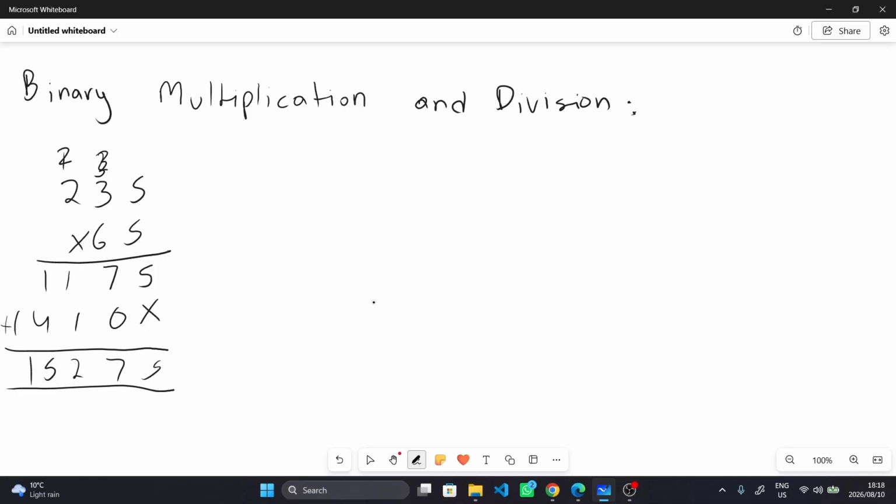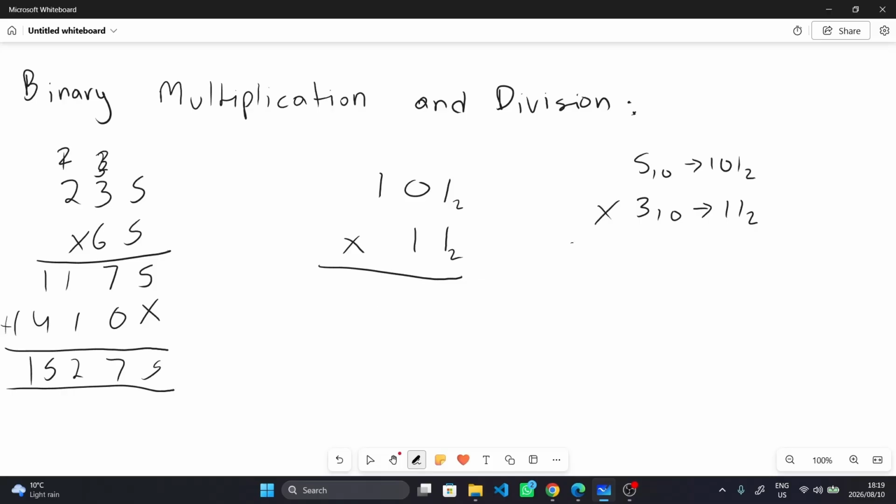So let's say, for example, we have 101 times 11. And if you remember in binary, 5 in binary is 101. Then 3 in binary is 11 with the base 2, right? So it's 3 times 5. And we know in reality 3 times 5 is 15. So you should get 15 here. So let's do that.